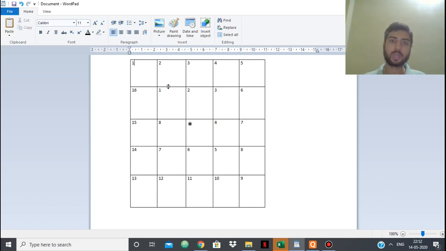Now if I go to the outer layer, suppose it was 7. The next outer layer will have 7 cells in a row, and it will have 7 plus 7 plus 7 minus 2 plus 7 minus 2 total cells.